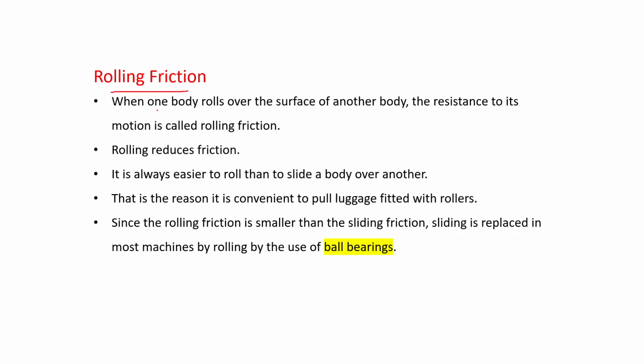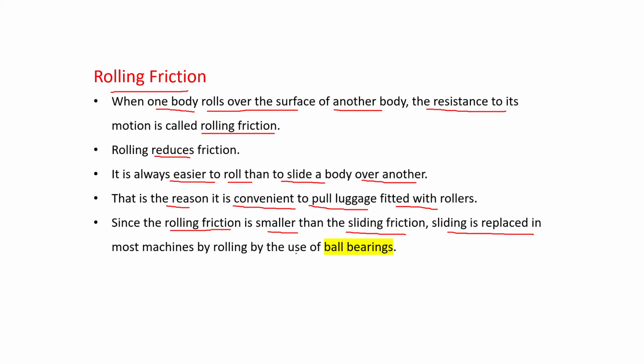Rolling friction. When one body rolls over the surface of another body, the resistance to its motion is called rolling friction. Rolling reduces friction. It is always easier to roll than to slide a body over another. That is the reason it is convenient to pull luggage fitted with rollers. Since rolling friction is smaller than sliding friction, sliding is replaced in most machines by rolling by the use of ball bearings.